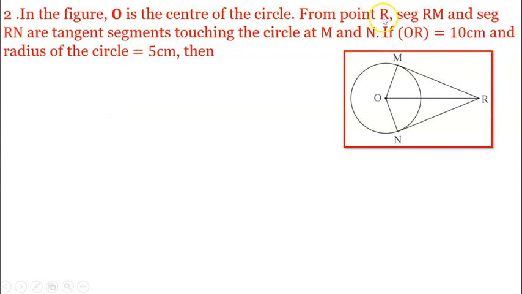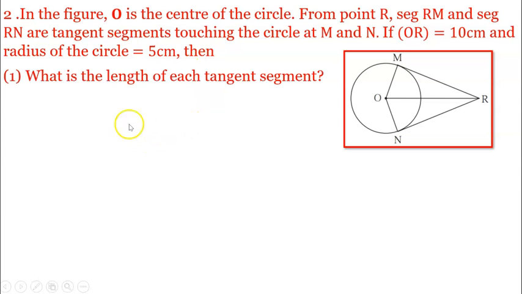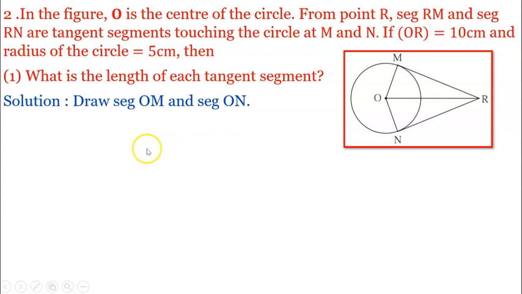From point R, segments RM and RN are tangent segments touching the circle at M and N. If OR is equal to 10 centimeters and the radius of the circle is equal to 5 centimeters, then what is the length of each tangent segment? Now the solution. Draw the segments OM and ON.